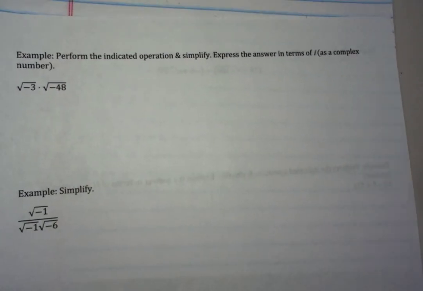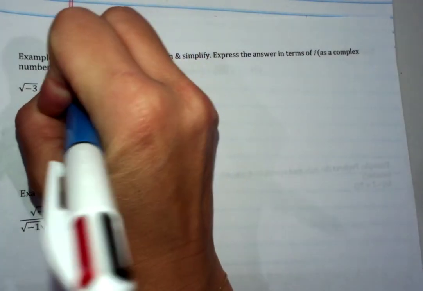All right, so example: perform the indicated operation and simplify. Express your answer in terms of i as a complex number. The square root of -3 times the square root of -48. This one is kind of weird, so I wanted to go over it together. They're both square roots like we talked about on the previous homework section, so I can write it underneath the same square root.